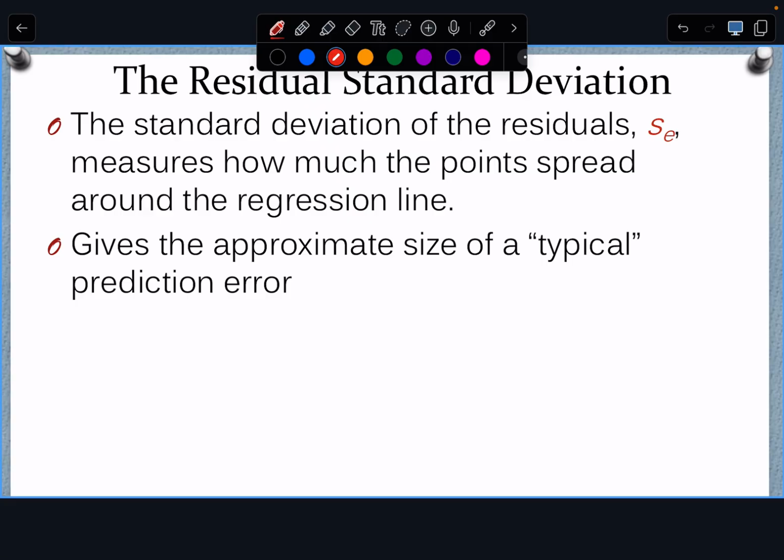So this is exactly like our regular standard deviation as well. Our regular standard deviation was the typical distance from the mean. Well, in this case, our mean is the regression line. So we're talking about the prediction, or the typical prediction error, the typical distance from the line.